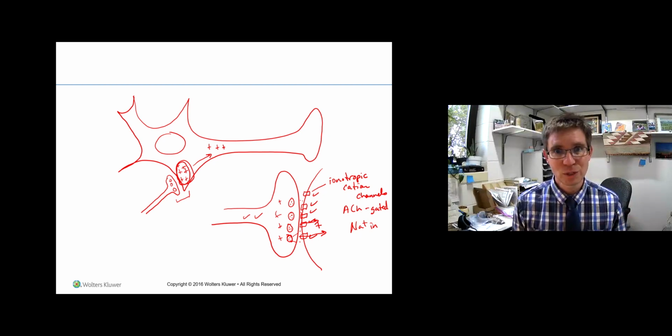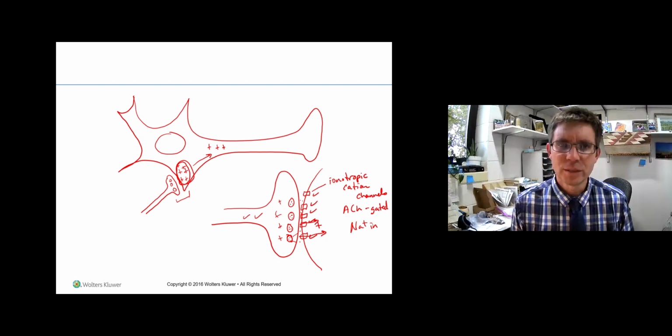How do you get more doors open? Well, you would get more neurotransmitter released. The more neurotransmitter you have in the synaptic cleft, the more receptors you'll activate and the more doors you'll have open. So how do you release more neurotransmitter? What will cause more vesicles to be exocytosed and release their neurotransmitter contents?